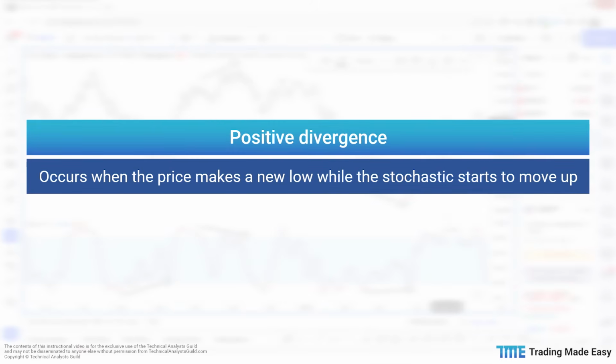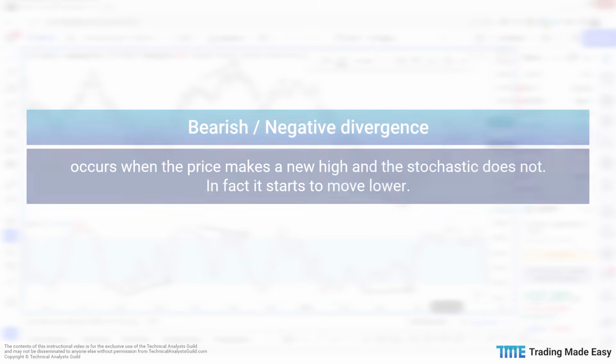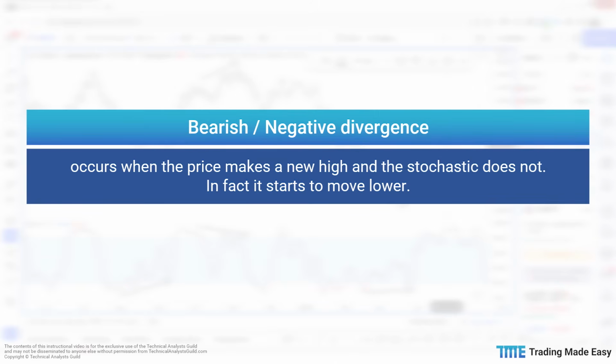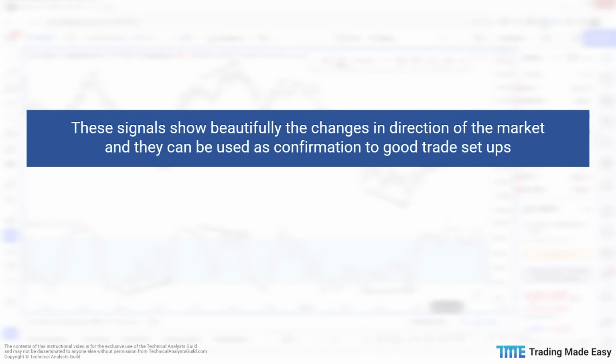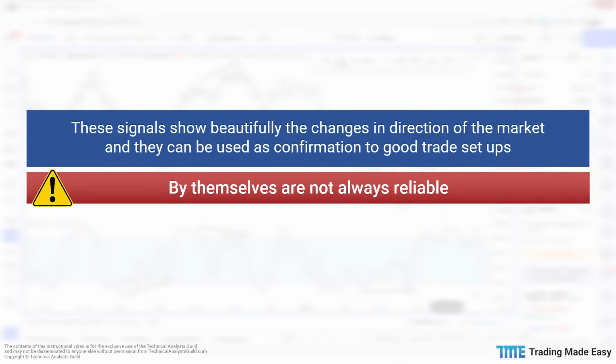Positive divergence occurs when the price makes a new low while the stochastic starts to move up. Bearish or negative divergence occurs when the price makes a new high and the stochastic does not. In fact, it starts to move lower. As you can see, these signals show beautiful changes in direction, and they can be used as confirmation to good trade setups. By themselves, they are not always reliable, but they are good confirmations. However, they are of great use for you at this particular moment in your learning process.